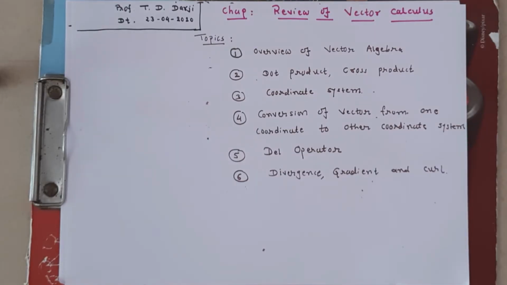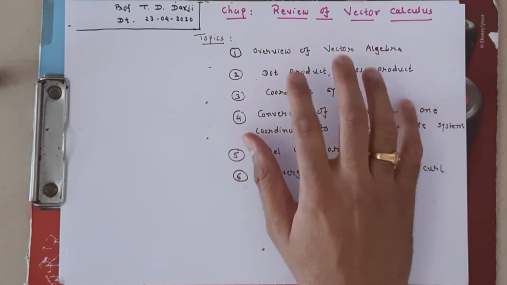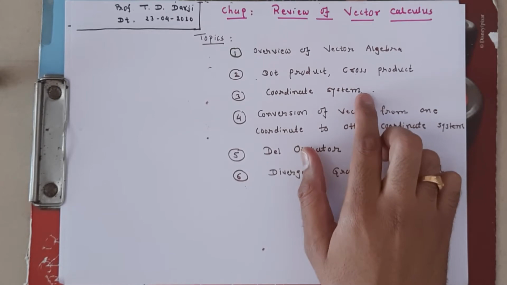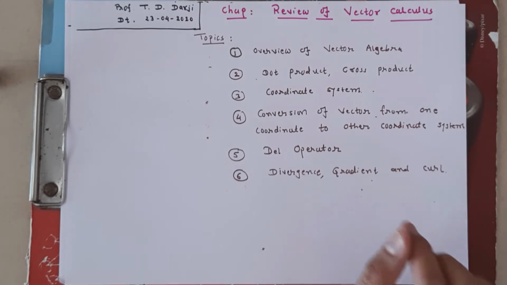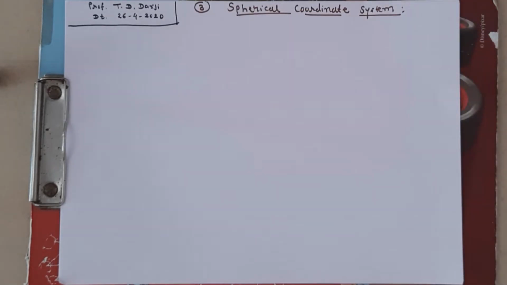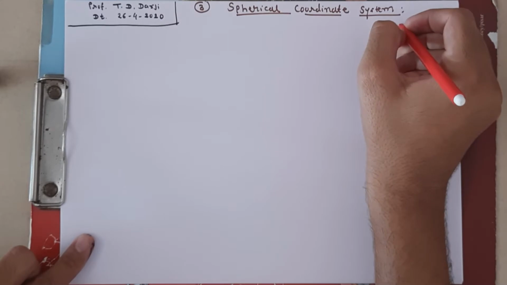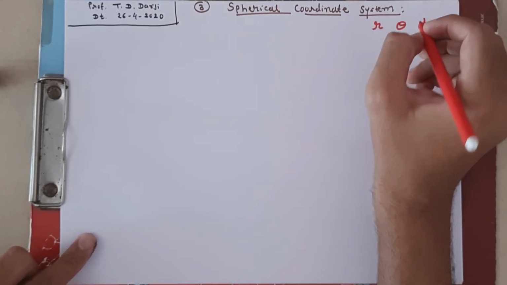Hello. So till now we have finished this topic: first, overview of vector algebra, dot product, cross product and coordinate system. We have finished two coordinate systems, rectangular and cylindrical. Now today we start the third coordinate system, which is the spherical coordinate system. As the name indicates, the shape of the object is like a sphere. The spherical coordinate system is represented using r, theta and phi.